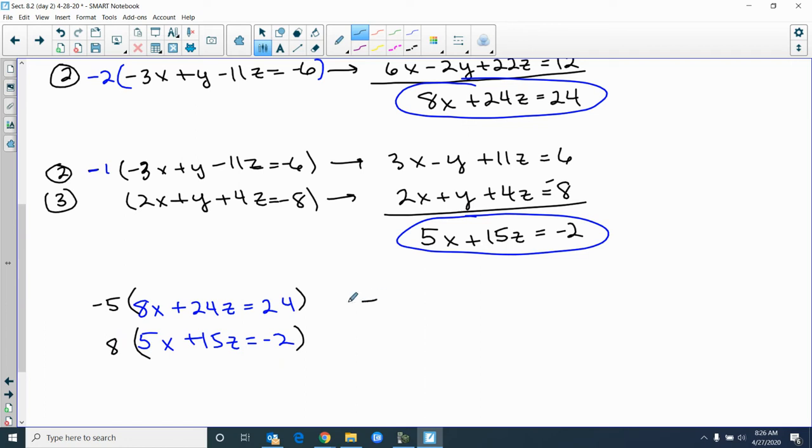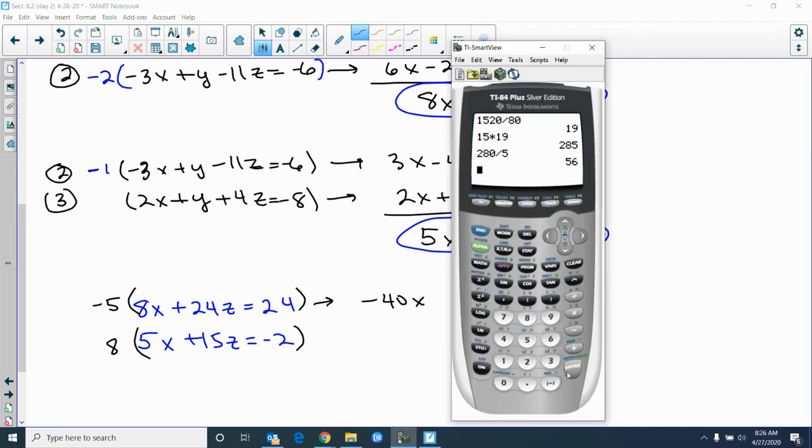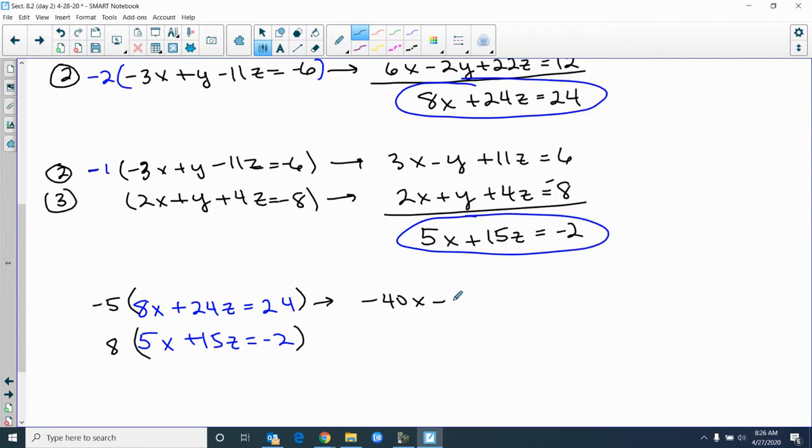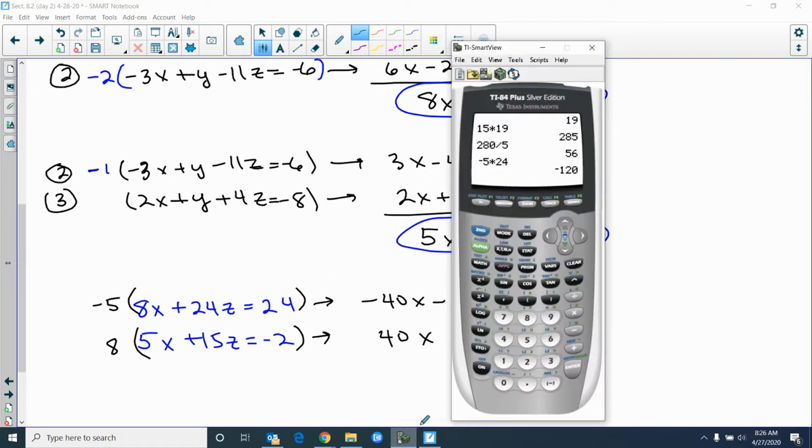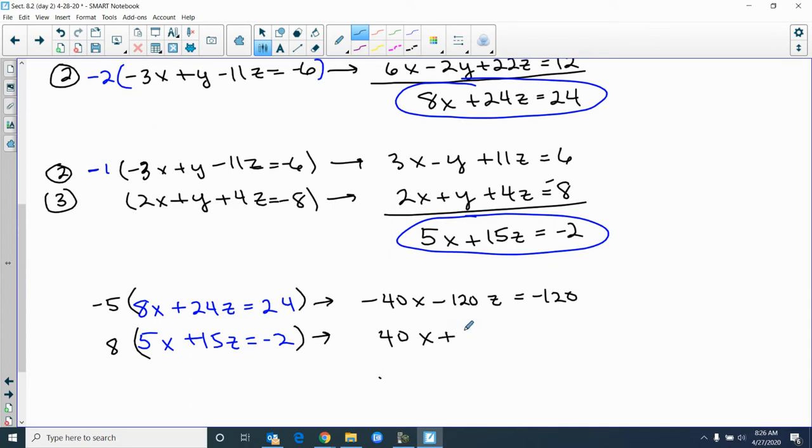Negative 5 times 8, negative 40x. Negative 5 times 24, make sure I don't screw up, negative 120z, and negative 5 times 24 would be negative 120. 8 times 5 is 40x. 8 times 15, I believe that is 120, positive 120z equals 8 times negative 2, which is negative 16.